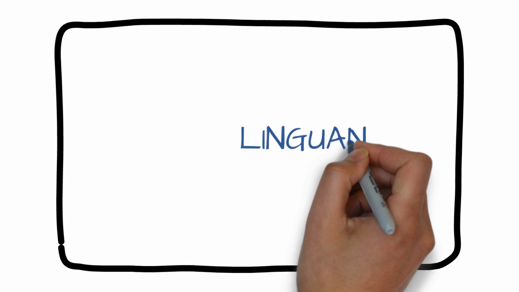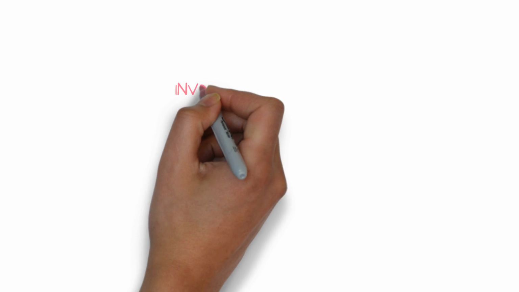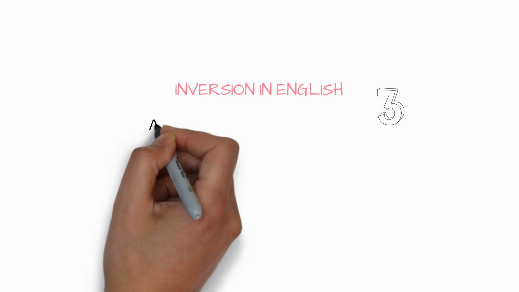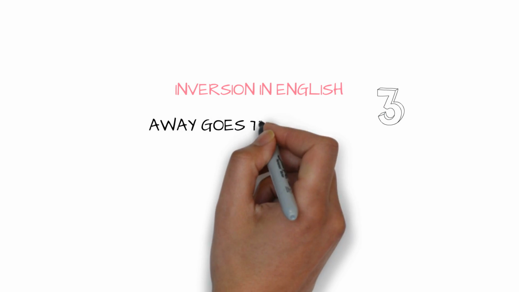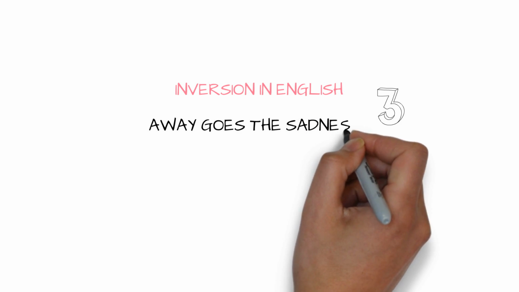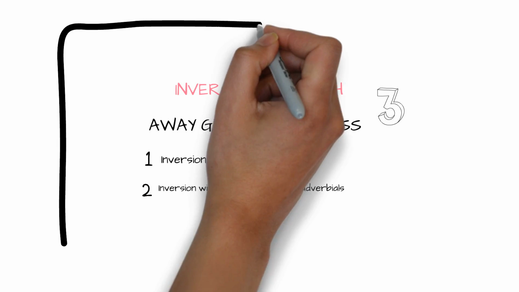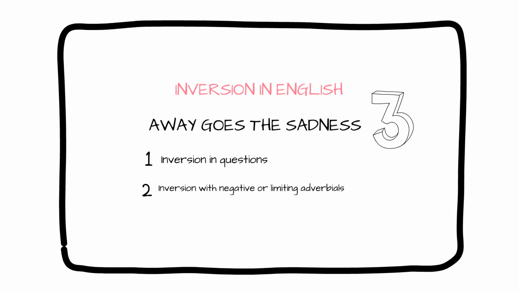Linguani. Original courses. This is a course on inversion in the English language, Step 3. If you saw the first steps, you know the beginning of the story, away goes the sadness. And you also learned about inversion in questions and inversion with negative or limiting adverbials. As you're here now, watch Step 3, and if you need to go back to the previous ones, you can always do that. So, let's start!